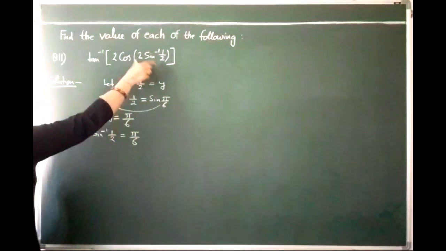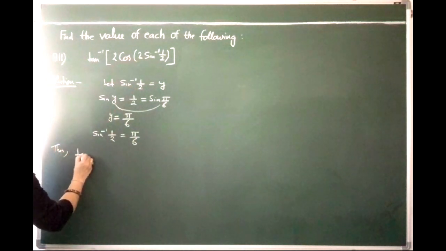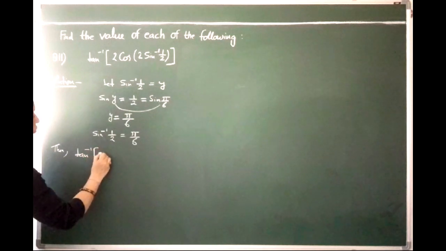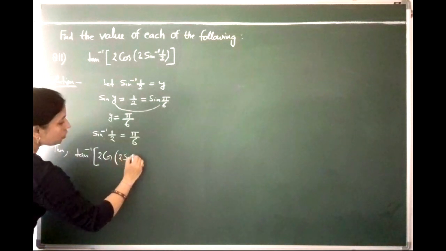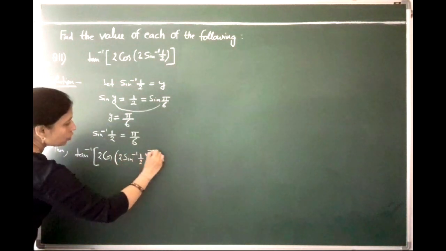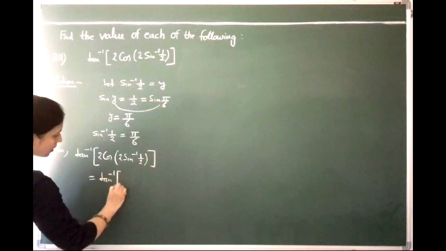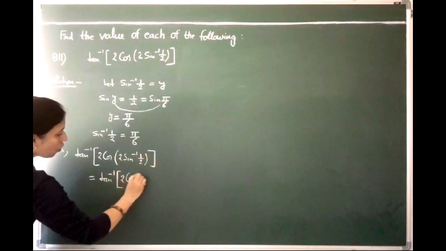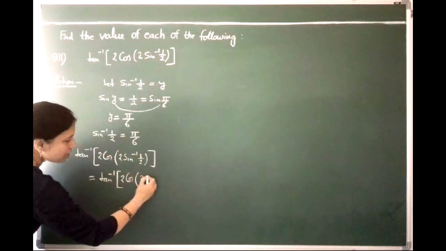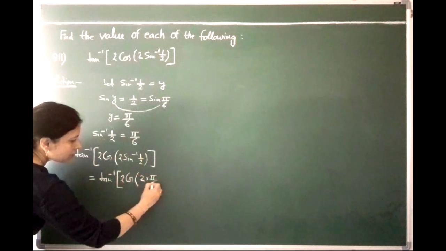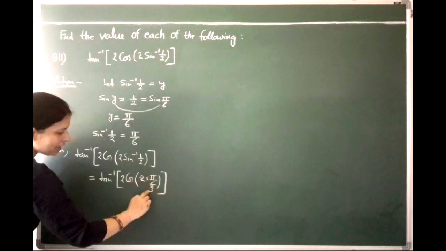Now put this value here. Then write tan inverse 2 cos 2 sin inverse 1 by 2 is equal to, right here again, tan inverse 2 cos, write this 2 as it is, and sin inverse 1 by 2 is equal to pi by 6. So write here pi by 6. Divide this 6 by 2, 2 3 ja 6, so it will be pi by 3.